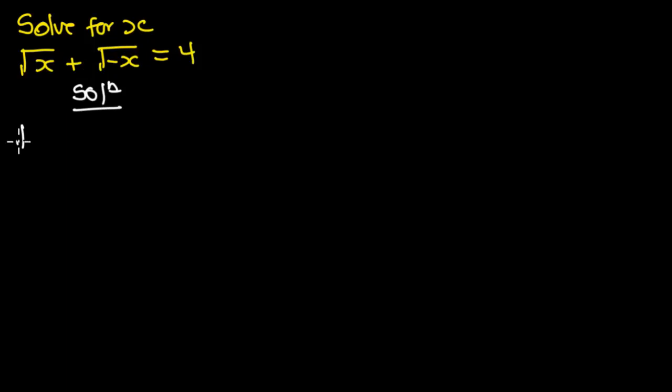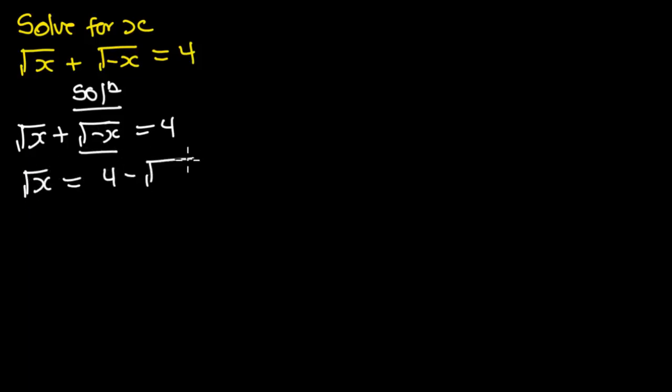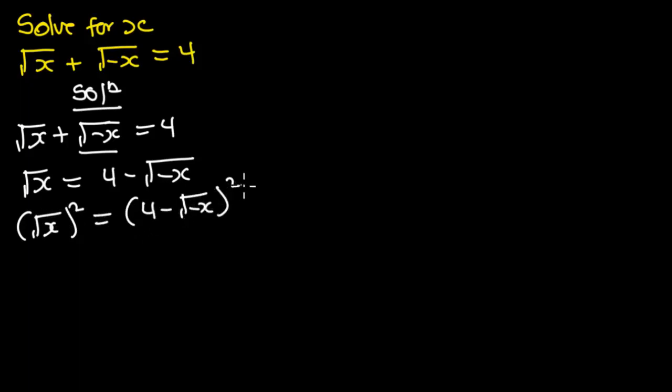Now we're given square root of x plus square root of negative x is equal to 4. From here, let us move this term to the right hand side. So we are going to have square root of x is equal to 4 minus the square root of negative x. Now what we are going to do next is square both sides. So squaring both sides, we are going to have square root of x squared is equal to 4 minus square root of minus x all squared.